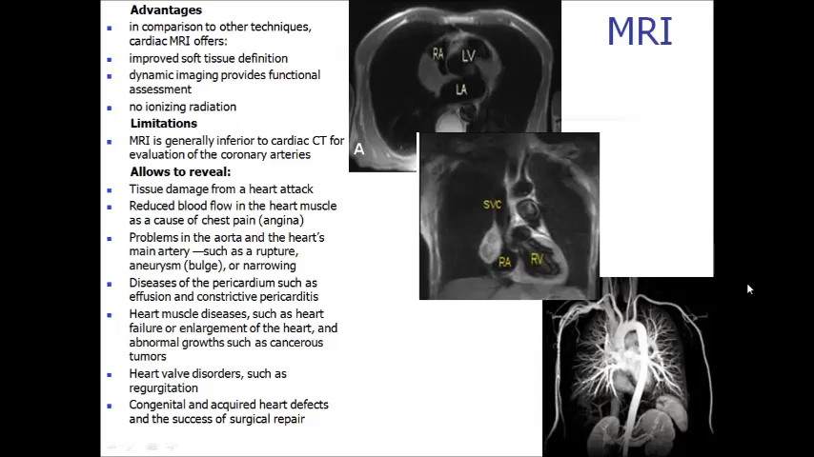Also, MRI allows us to reveal heart valve disorders such as regurgitation, and congenital and acquired heart defects and the success of their surgical repair.